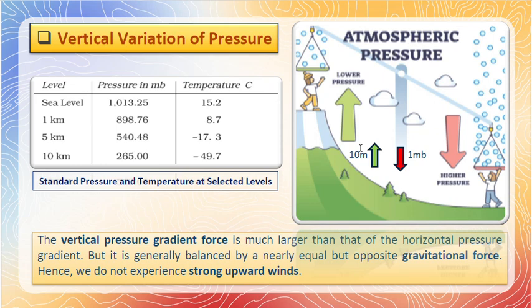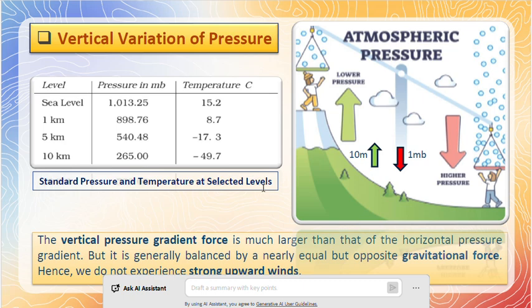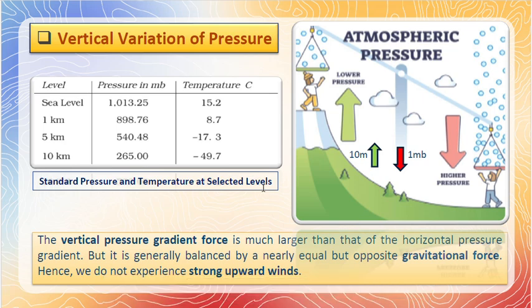And why is it happening? Here it is given that the vertical pressure gradient force is much larger than the horizontal pressure gradient. When we are talking about one area having low pressure and one area having high pressure on the ground, wind will always blow from high pressure to low pressure. But vertical pressure is much more than horizontal pressure, yet we are not feeling it more. Why? What is the reason for that?